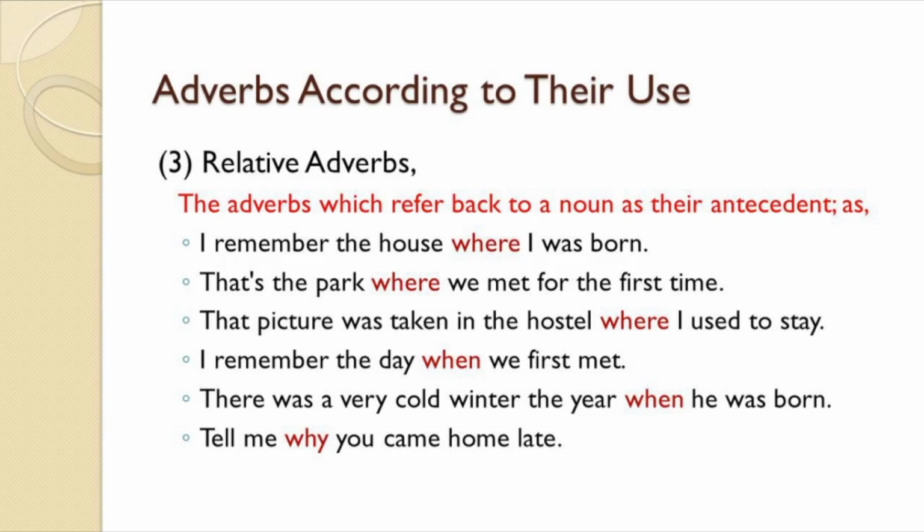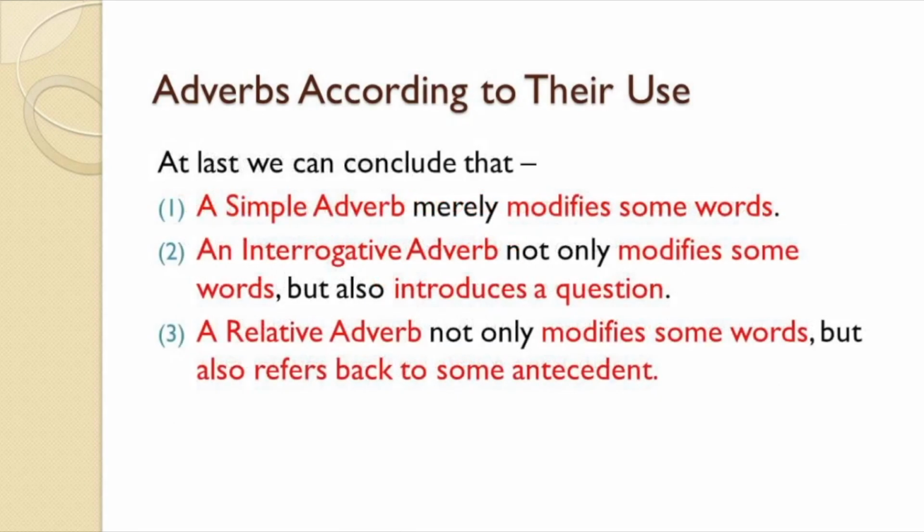In these examples, the words where, when, and why are used to refer to the noun as their antecedent. For example, in the first sentence, I remember the house where I was born, the word where is referring to the house where he was born. So, at last, we can conclude that a simple adverb merely modifies some word. An interrogative adverb not only modifies some word but also introduces a question, while a relative adverb not only modifies some word but also refers back to some antecedent.